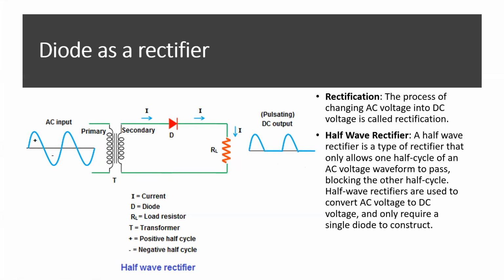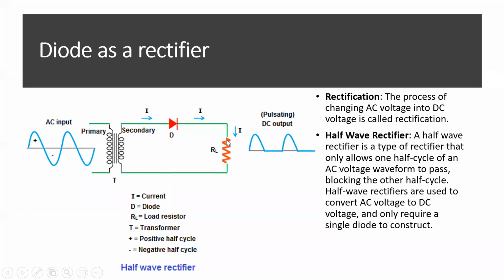Load resistance can be any device which works on DC. For example, it can be a small radio, a bulb, or a small motor. So it can be any device which can work on DC. So that is a load resistance.